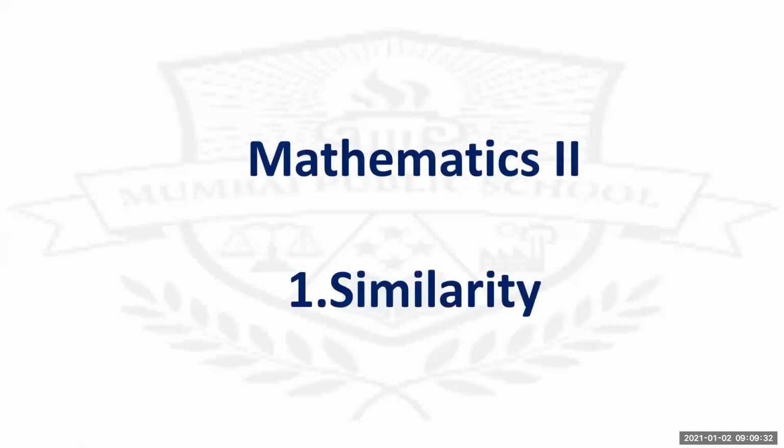Mathematics 2, chapter number 1, similarity. Very important chapter from Mathematics 2. The first chapter only. It's got a lot of weightage. The weightage of this chapter, check. Last year it was 12 marks. So for this year, it may come for 12 to 15 marks. So be ready for this.